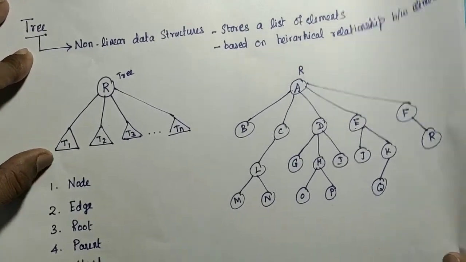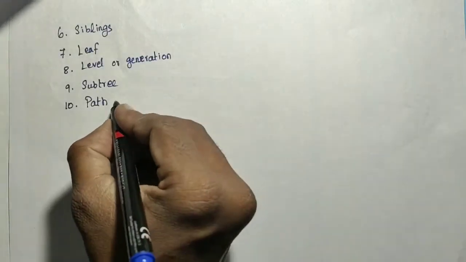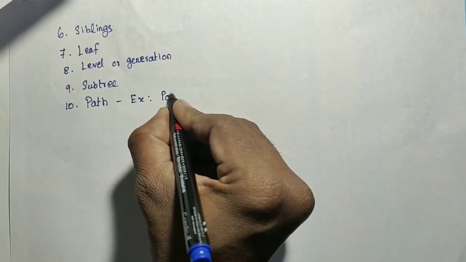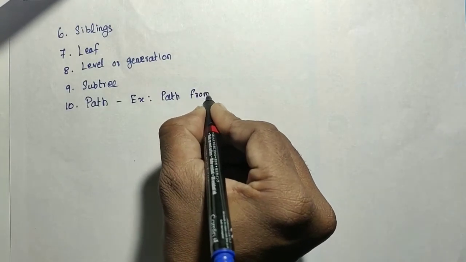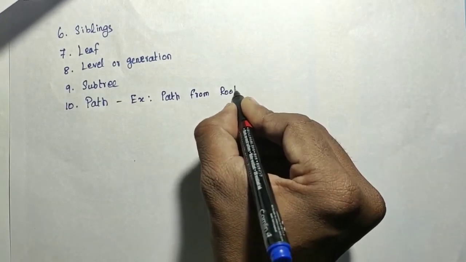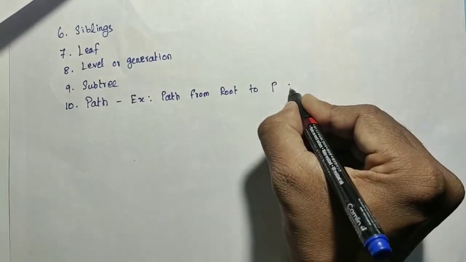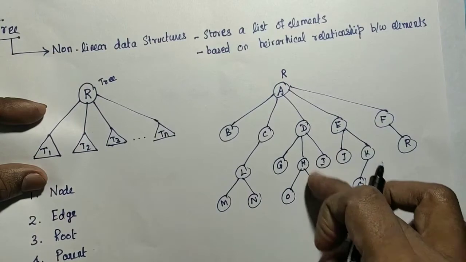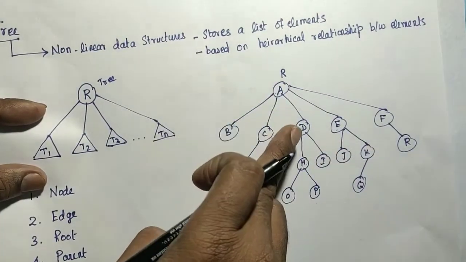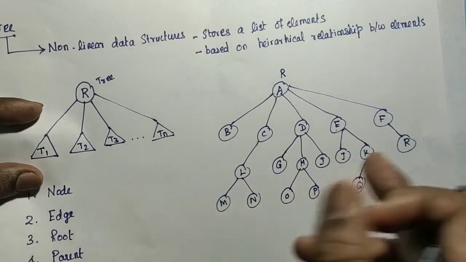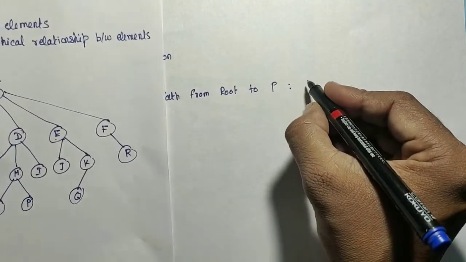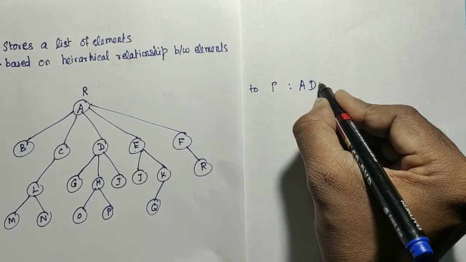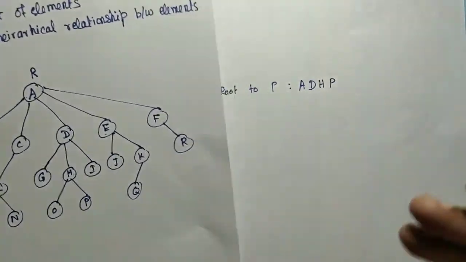So the path from root to P is A, D, H and then P. I have to travel from A and then reach D, then H and then P. So it is represented as a sequence of nodes: A, D, H and then P.